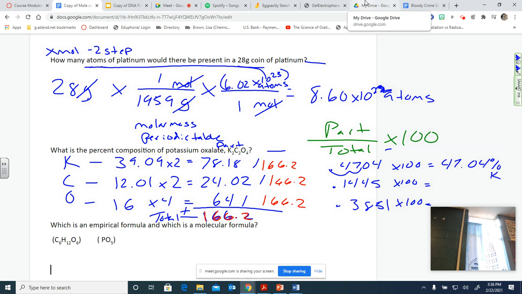It'll be 47.04% is potassium. Then I get 14.45% is carbon. And then I get 38.51% is oxygen in that compound by mass. We got one more. Easiest one.